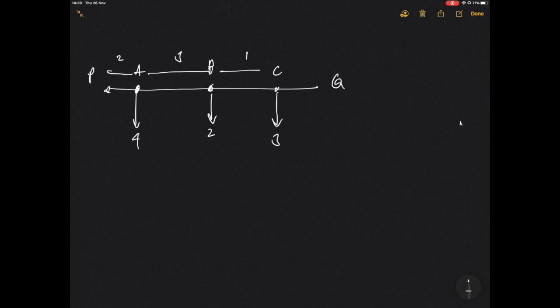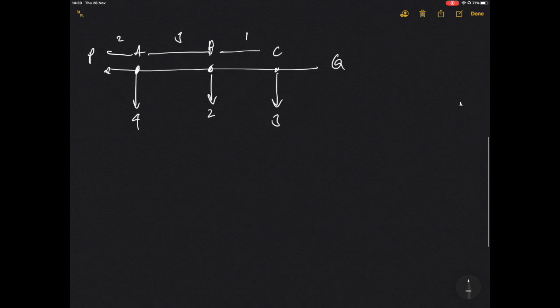So what we can say here is, we could multiply these together and take moments about P. We use this little arrow. We can say our force of maybe 2 units times 4 units, 2 times 4, and then we have to add the next one. So we have 2 plus 3 is 5 times 2, plus 2 plus 3 plus 1, so that's plus 6 times 3.